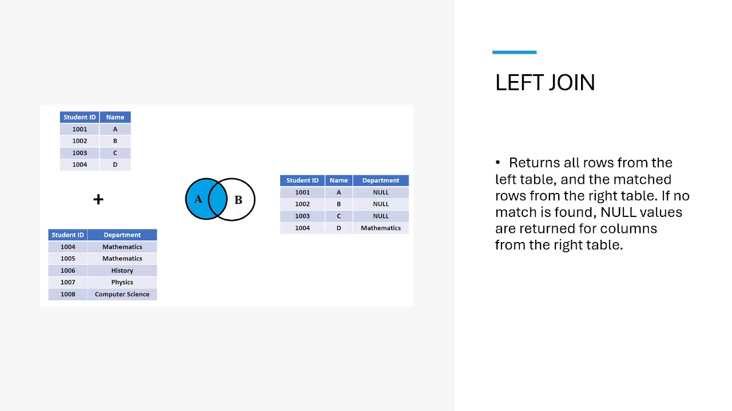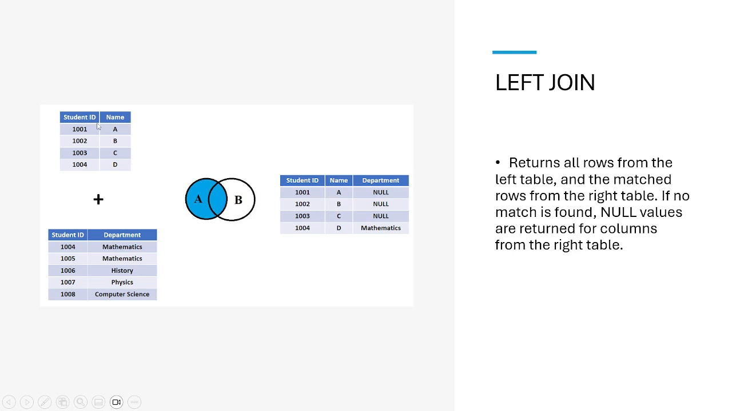Now we have the left join. A left join returns all rows from the left table and the matched rows from the right table. One thing about this is that if no match is found, null values are returned for columns from the right table. So, when you are using a left join, it returns all the values on the left table and the matching ones from the right table. And if there are no matching values from the right table, it returns null.